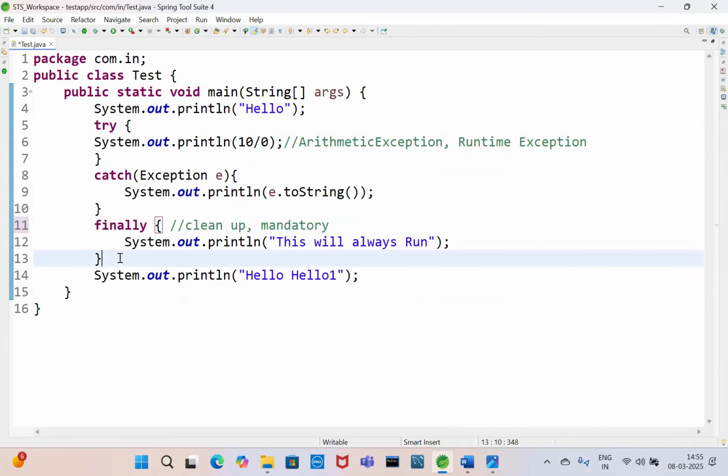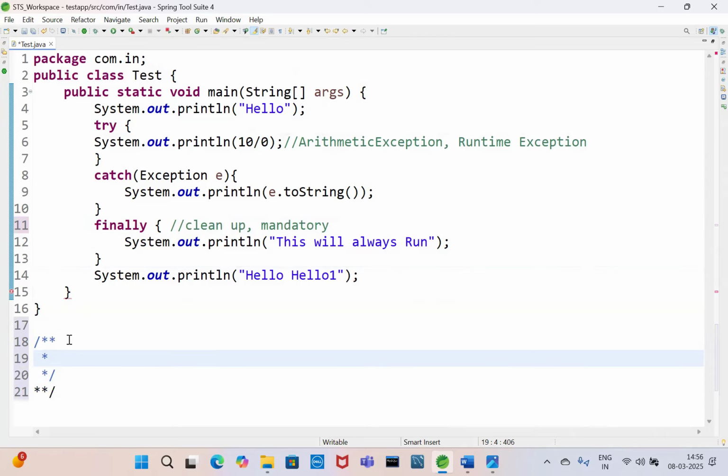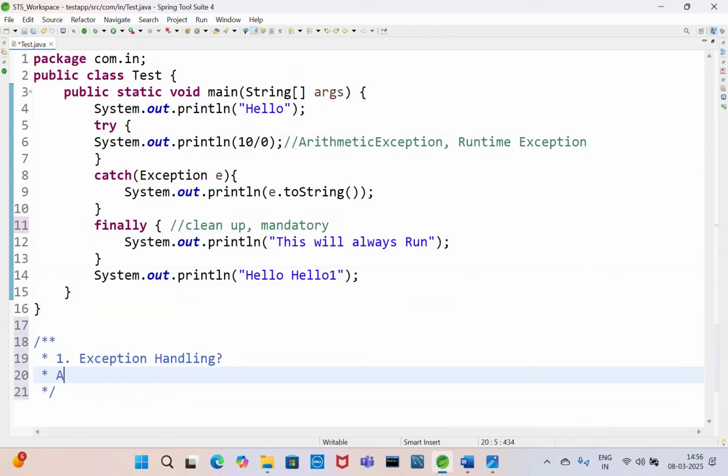So I will add the definitions of what is exception handling. What is the try block, what is the catch block, what is the finally block. These are very important in interviews, right? So, exception handling. What is exception handling?